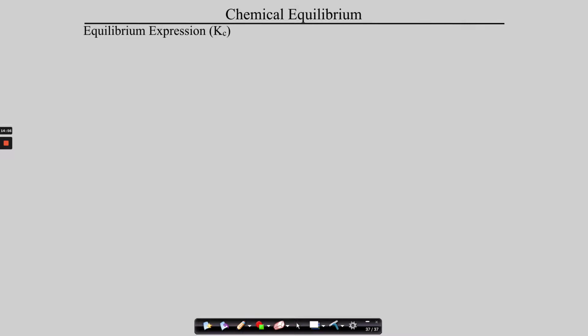Okay, here we go. If you have this equilibrium reaction right here, can you write the equilibrium expression? Take a second and try it out. What would be the equilibrium expression for this reaction? I'll give you a couple of seconds.